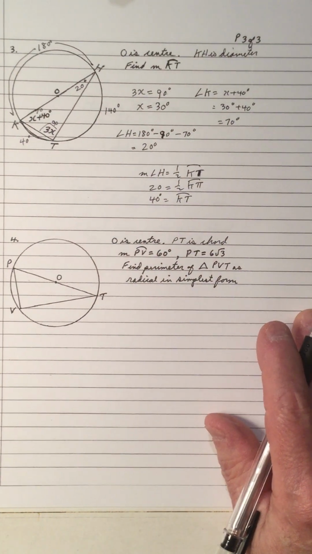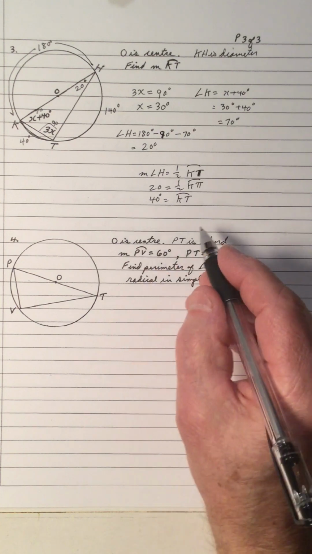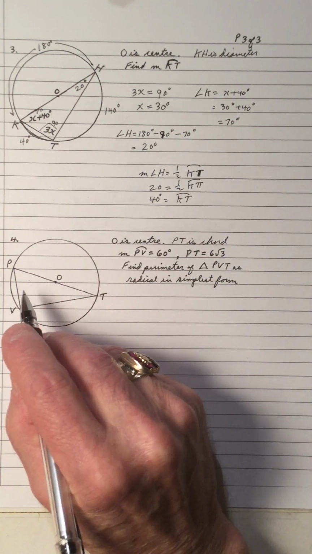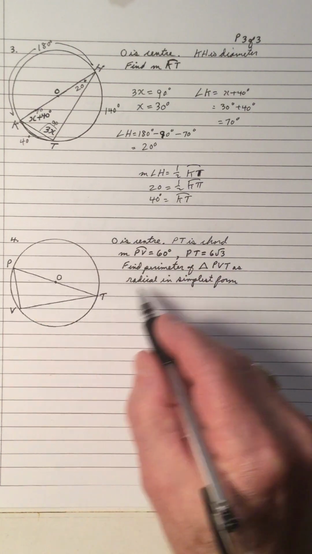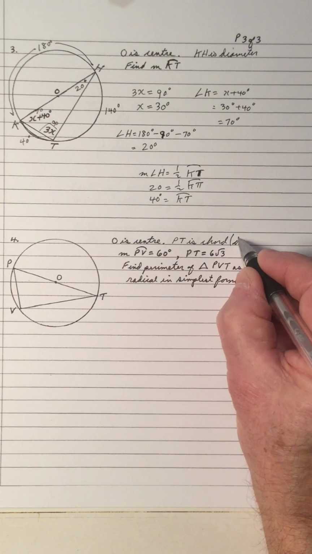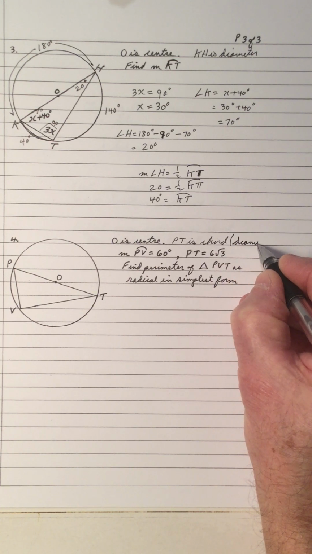And we have another one to do, number 4. Again, O is the center of the circle. I name O as the center of all my circles. PT is a chord, and that means it's a diameter because it's passing through the center.